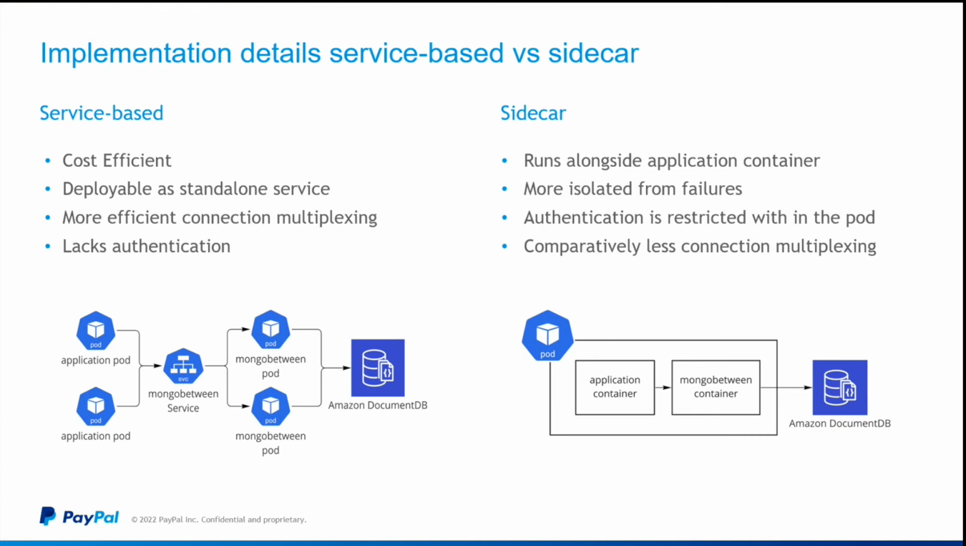And the connection multiplexing is not fully used. We are not taking full advantage of connection multiplexing compared to the service-based approach. Reason being, the connection multiplexing is applied to only incoming requests from the application container. So there will be a limited number of connections coming from application container. So that is one minor disadvantage.